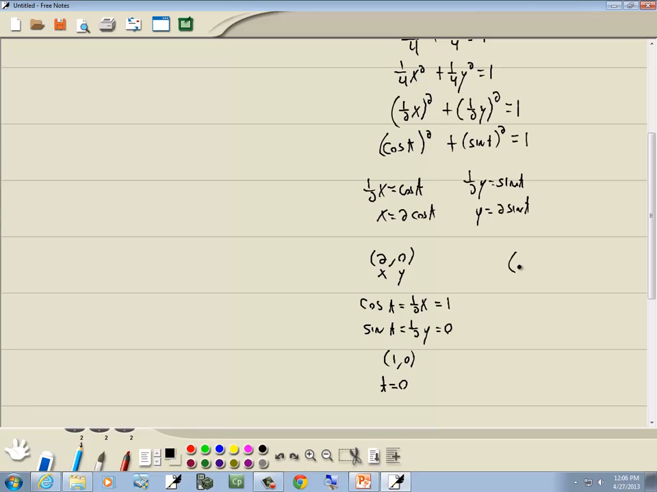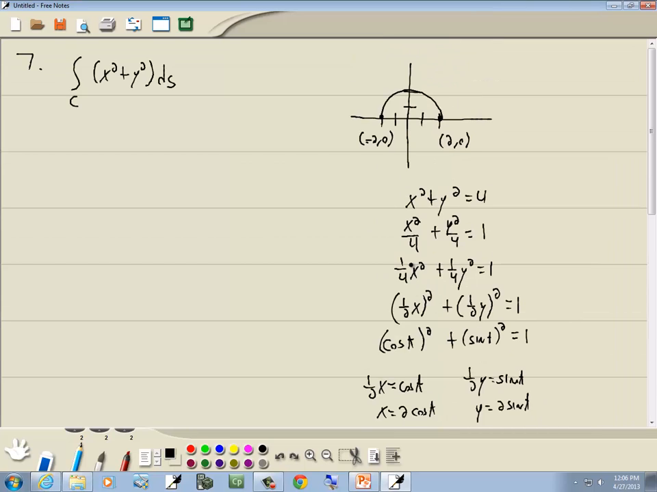Now for our second point, which is (-2, 0), if we plug it into the same, cosine t is equal to 1/2 x. If I put -2 in here, -2 divided by 2 is -1. And for our sine, we'd have 1/2 times y, and y is 0, so that'd give us 0. Well, if we look on our unit circle where we got (-1, 0), that would tell us t is equal to pi. So that's going to be the setup on that.